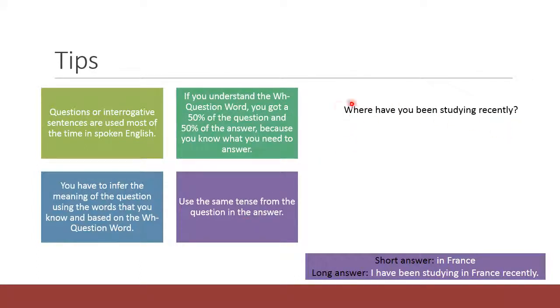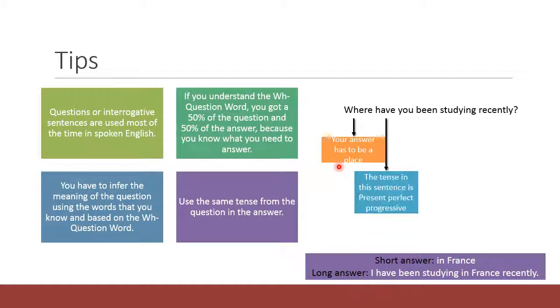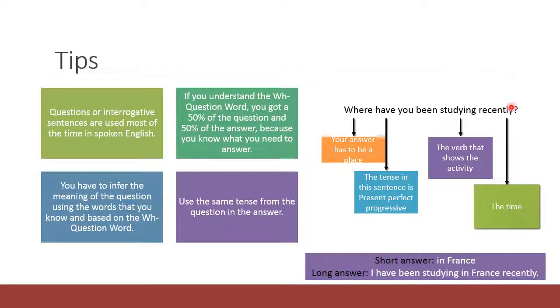Where have you been studying recently? Let's analyze this question. Where, your answer has to be a place. So in this case, when we see where, we know that it means donde and that our answer has to be a place. Have you been? Here we're using the present perfect progressive, so have is going to be the auxiliary verb that we are going to include in our answer too. The verb that shows the activity in this case is studying. And finally, we have recently to talk about the time.